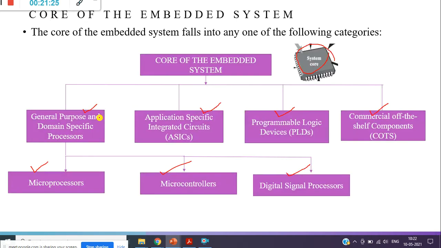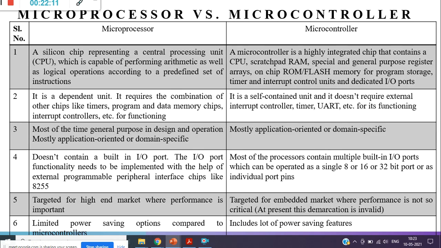Now we'll discuss one by one, starting with general purpose processors or domain specific processors. The digital signal processor is completely domain specific. A microcontroller may be general purpose or sometimes domain specific. The same is true with the microprocessor, which we sometimes use as general purpose as well as domain specific. I'll discuss the difference between these two processors, microprocessors and microcontrollers, followed by what a digital signal processor is and its applications.